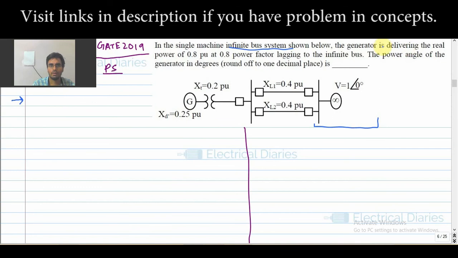The generator is delivering the real power of 0.8 per unit, at power factor 0.8 lagging. The power angle of the generator in degrees, delta, we have to find out. Okay, see now, one thing should always strike in your mind. It's a case of this single machine.